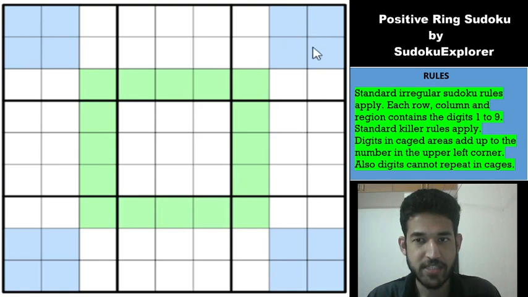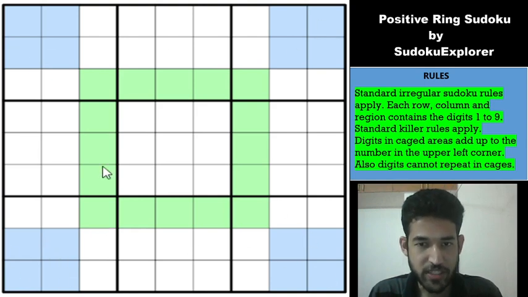The 16 digits in these 2 by 2 regions, there are 4 blue regions that I've highlighted here, will go into this green region, which also contains 16 digits. If you count carefully, there will be 16 digits in this ring. So in any Sudoku, the 16 digits which go inside here must be exactly the same as the 16 digits inside this ring.